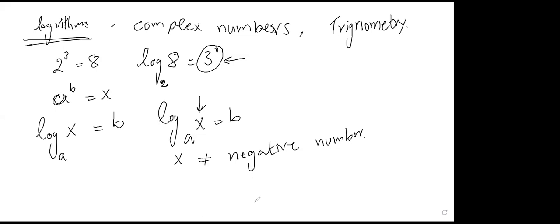Yes, I'm saying that we cannot put negative numbers inside the logarithms, right? You cannot get something like log base 2 of minus 2. That's not possible. You cannot do that. So these numbers are always positive numbers.